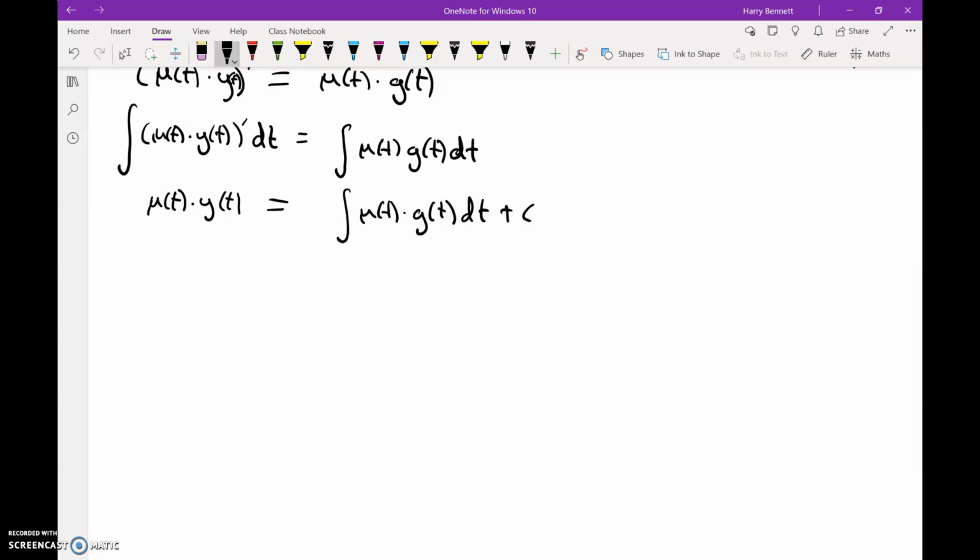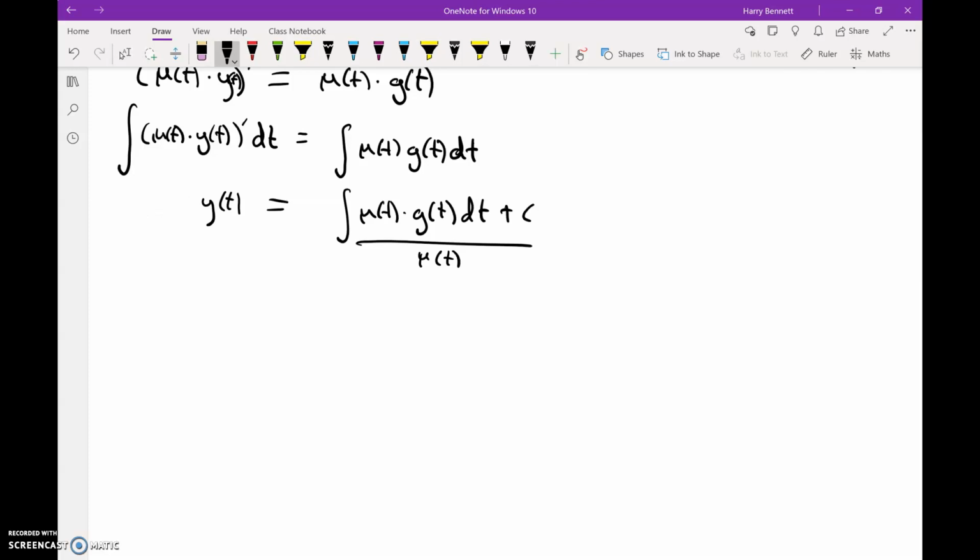Now we have this form here. Now, how can we get y? Well, if we just divide, because it's a continuous function, and we assume that it's not equal to 0, otherwise if it was 0, we'd have just a trivial case of the equation. Okay, so mu of t is not 0, so we can just divide both sides by mu of t. And that will give us y, our solution.